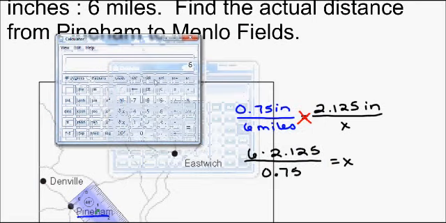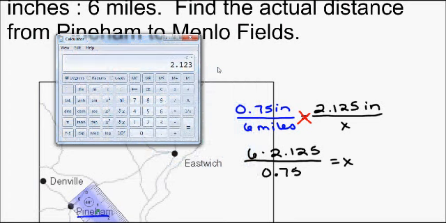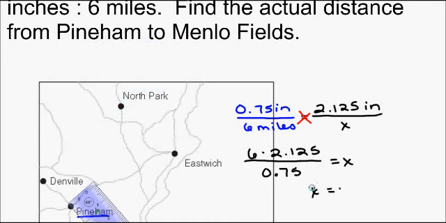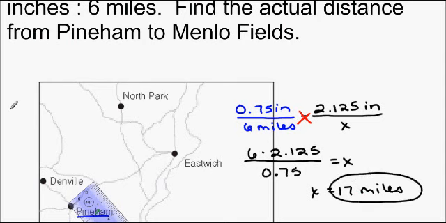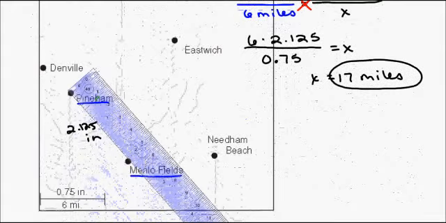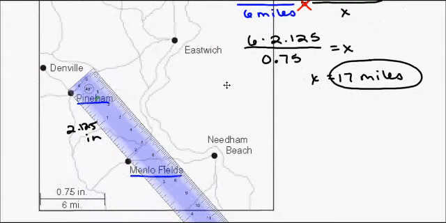So 6 times 2.125 is 12.75. Divide by 0.75 and we get 17. So x is 17 miles. Do not forget that unit in the last step. So from Pineham to Menlo Fields, we are going 17 miles.